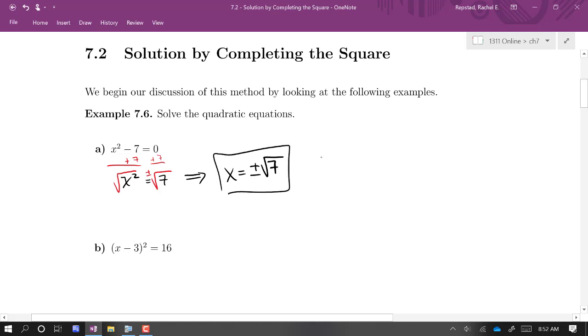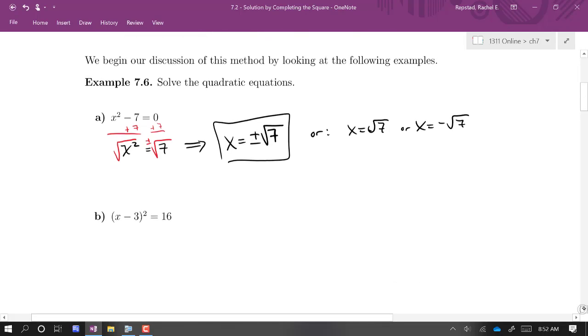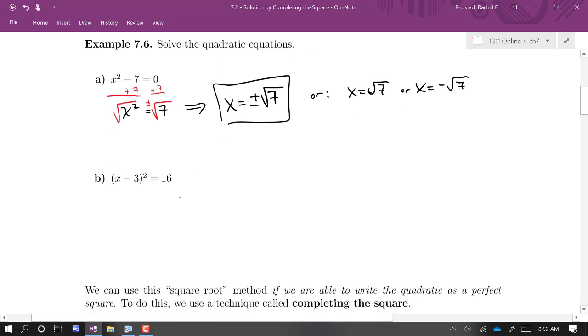Certainly you could write them out separately, right? We could say x is root 7 or x is negative root 7. Either way to express the answer is fine. Now, let's do another one here. (x minus 3) squared is equal to 16. Now, this is actually remarkably similar to part A. The difference is, of course, in part B, we're squaring not just x, but the expression x minus 3. But the same technique can work.